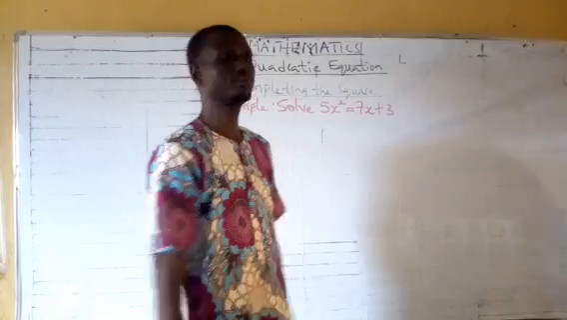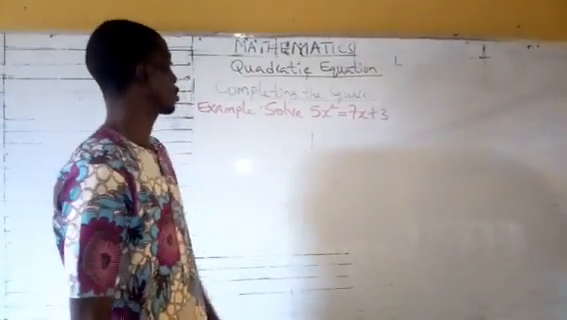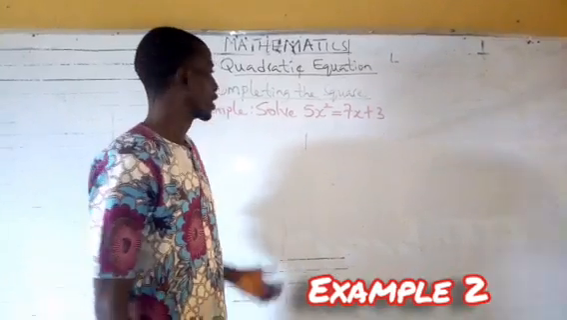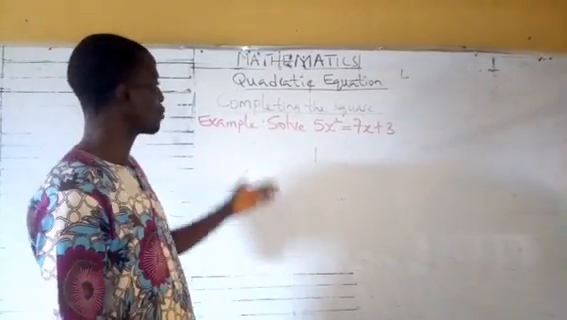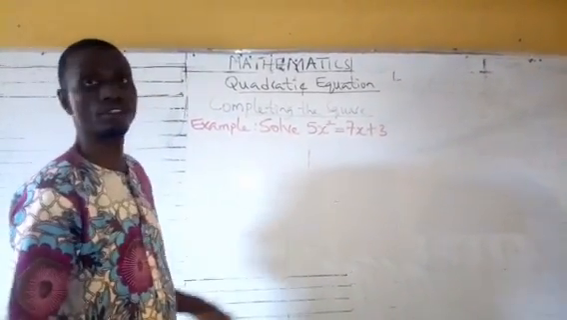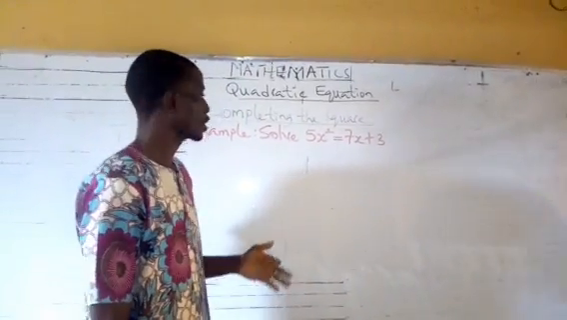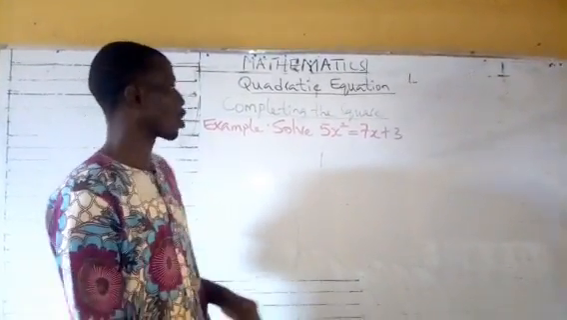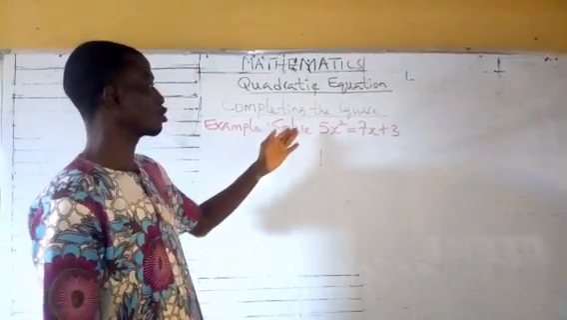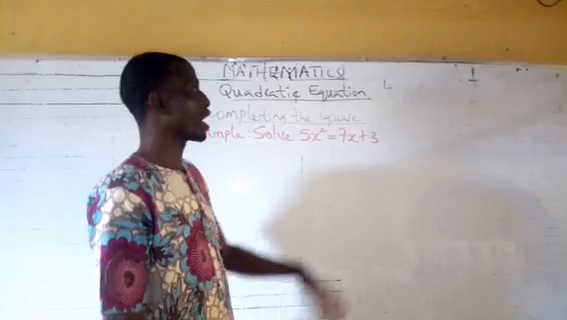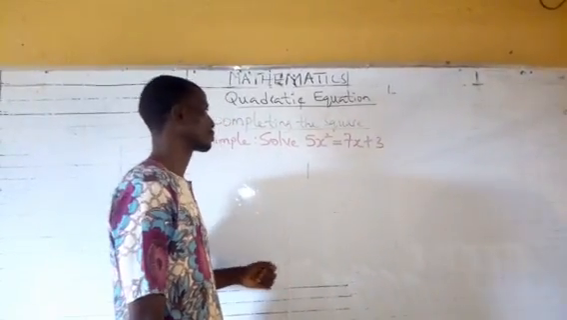Viewers at home, we are now at the concluding part of the quadratic equation. This is another method that we can use to solve any quadratic equation that is not factorizable. Looking at the question given to us, we have to solve 5x squared equals 7x plus 3.